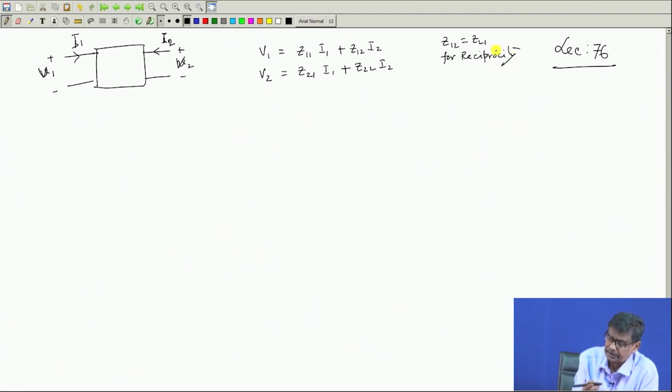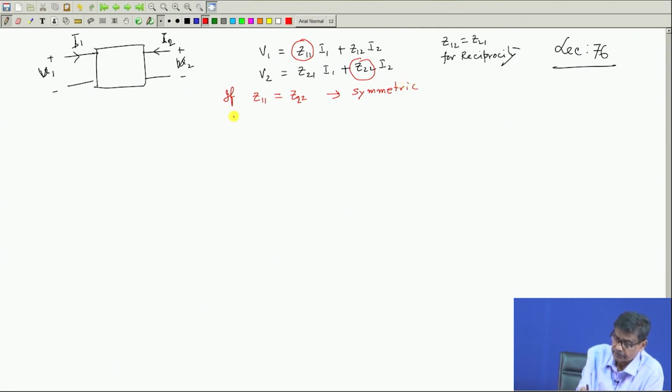Similarly, whether there exists any condition under which this two-port network will be symmetrical. A two-port network is said to be symmetrical if these two elements are the same. For an impedance matrix, if Z11 is equal to Z22, then it is said to be symmetrical.